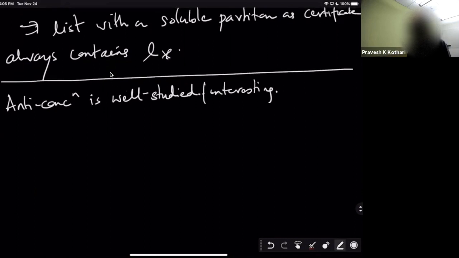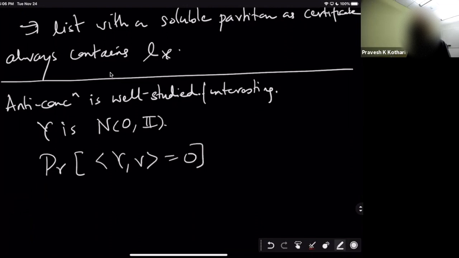So let's say that I have a Gaussian random variable. Let's maybe talk about random variables first, and then we'll come to sets in a second. Okay. So let's say y is the standard Gaussian in d dimensions. Okay. What's the chance that the projection of y in direction v is 0? v is any non-zero vector. What's the chance?